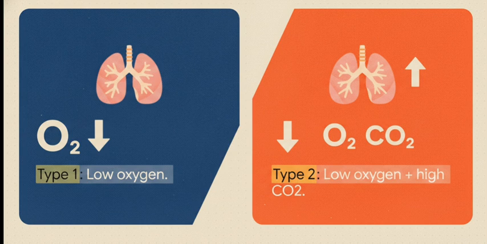Basically, every single time you encounter a respiratory crisis, your brain needs to instantly route that patient down one of these two pathways based on the specific disturbances in their blood. Distinguishing between these two paths is absolutely the foundational step. Why? Because confusing them can lead you straight down the wrong treatment protocol, and we definitely want to avoid that.